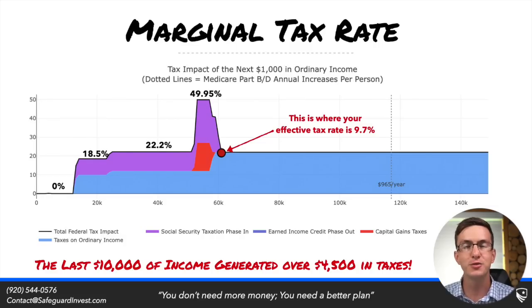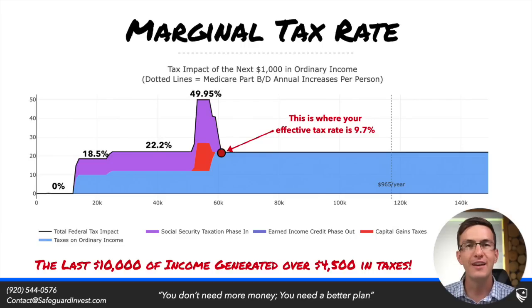Instead, you should be focusing on a tax number called the marginal tax rate. What your marginal tax rate will show is, at each given level of additional income that you take, what is the tax rate that we are paying on that additional income? On the x-axis, you'll look at income you would take from ordinary income tax sources. On the y-axis, you'll see the marginal tax rate that you would be paying at that given level of income.